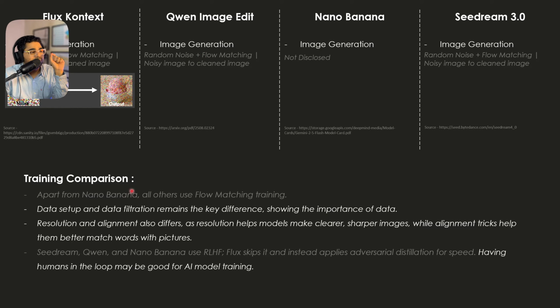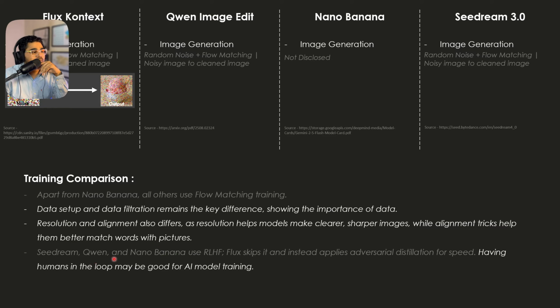Just to compare, apart from NanoBanana, all others use flow matching training. NanoBanana is using mixture of experts. The data setup and data filtration remains the key difference between all these models, showing the importance of data that goes in, and that's how the model you get. And then resolution alignment also differs for each of the models, where resolution helps to get a clear, high resolution and sharper image, while alignment tricks help to have better understanding of words to the image, and also the image does not move up and down, left and right.